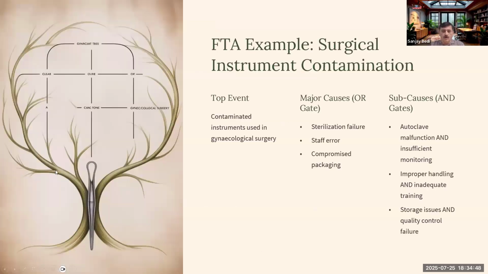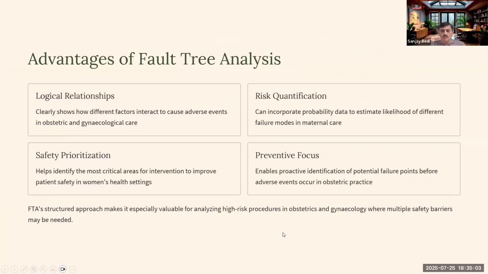So this is how a fault tree analysis can be done. Top event, major causes, and sub causes, and thus we create a fault tree examination. This also helps in creating the logical relationships, safety prioritization, and also we can quantify, but it is something similar. For all practical purposes, the root cause analysis is good enough.